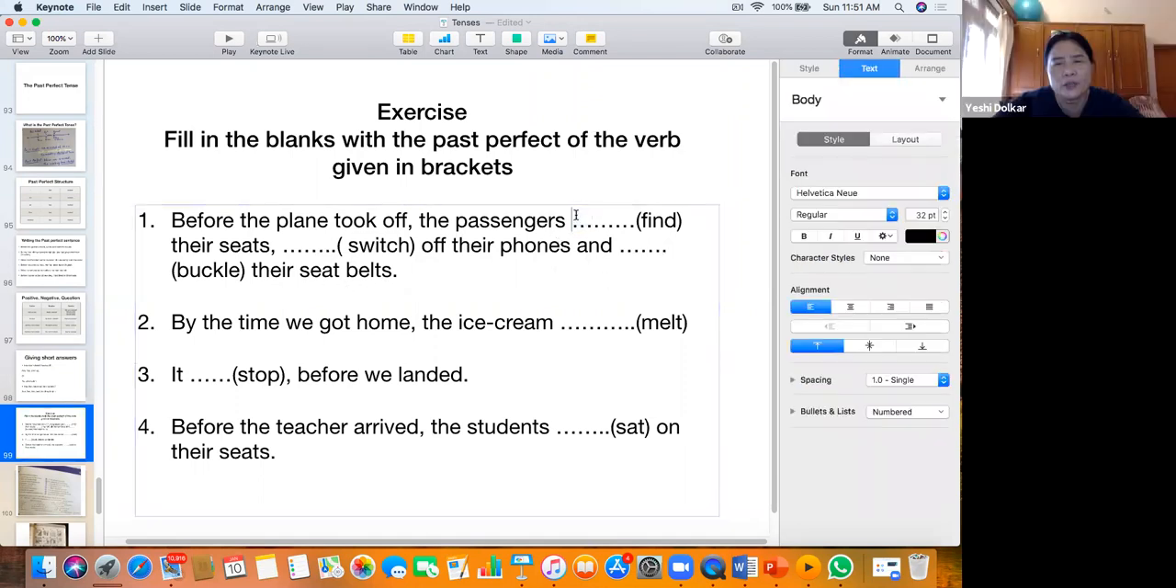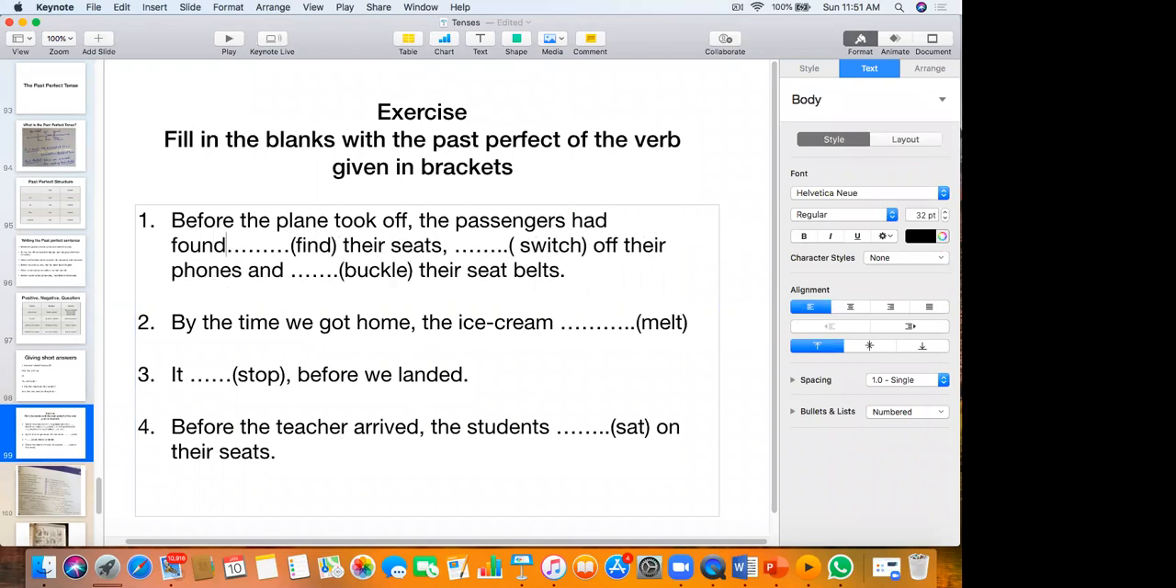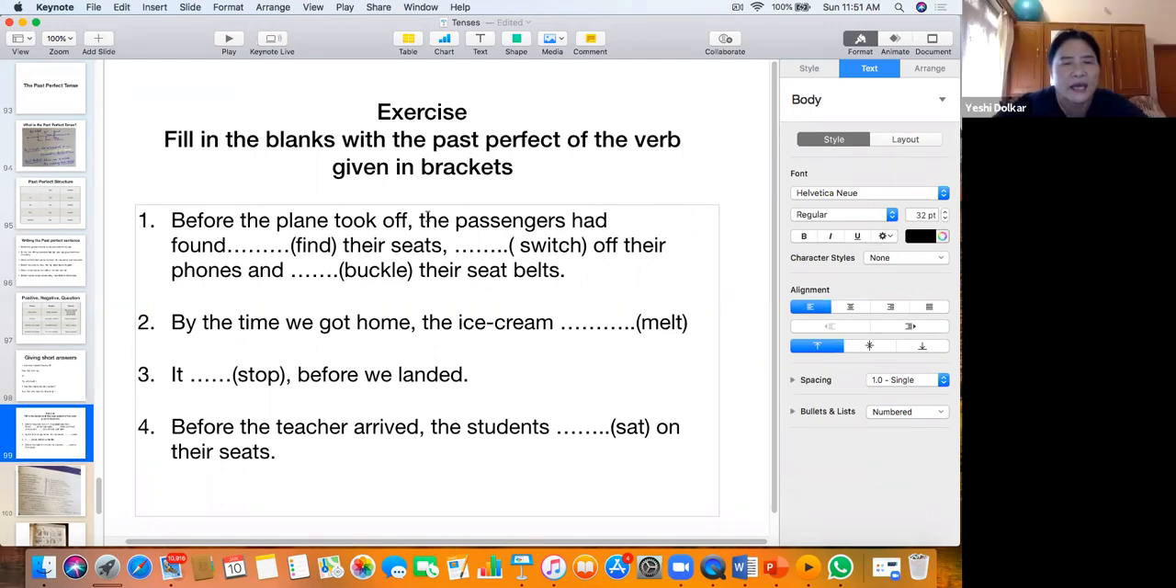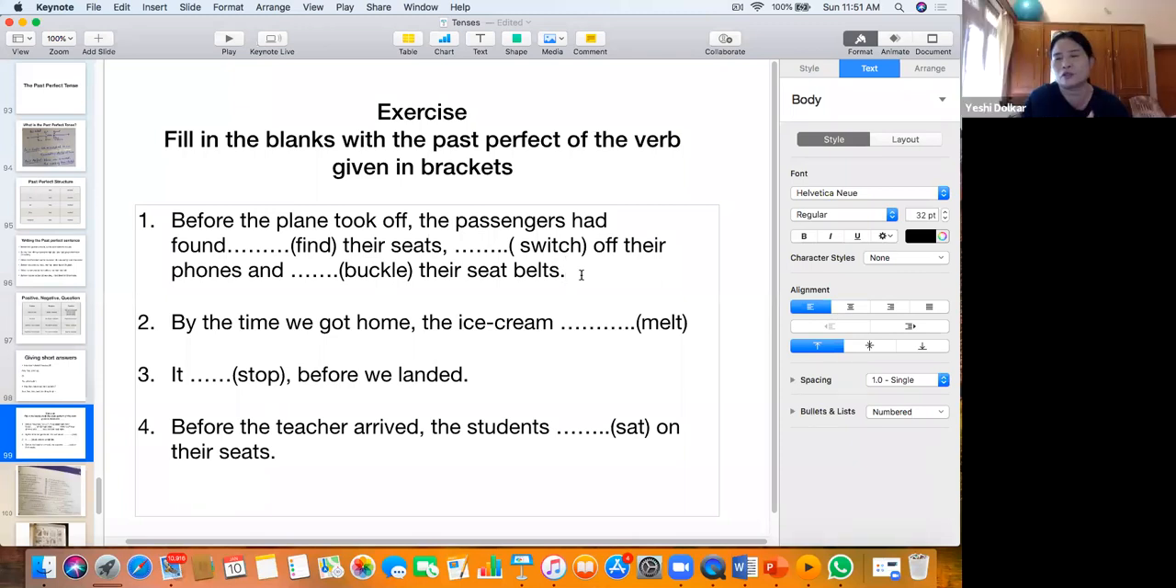Right? They had found. This had is for all of these. So you don't have to keep repeating had. All right. So before the plane took off, the passengers had found their seats, switched off their phones, and buckled their seat belts. All right. So when you have a series of actions, you use had just once. You put had once because this will apply to all the others. Okay. All right. What about number two?